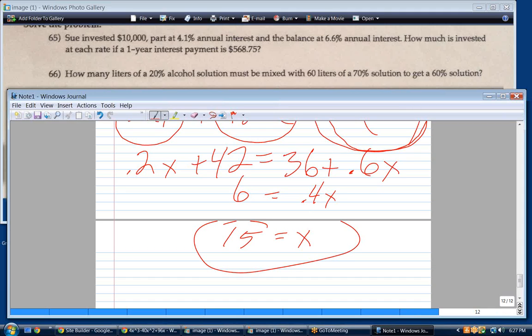So I have to add 15 liters of a 20% solution to 60 liters of a 70% solution. When I mix them all together, I will have 75 liters, and it will be a 60% solution. But the key to these solution problems, once again, is to figure out how much alcohol is in there.